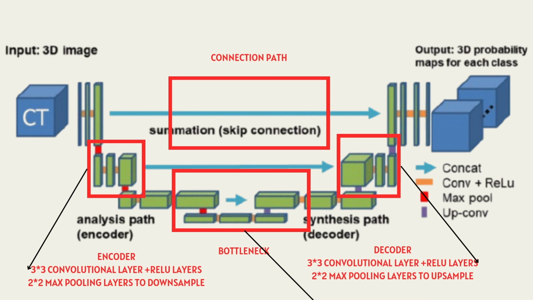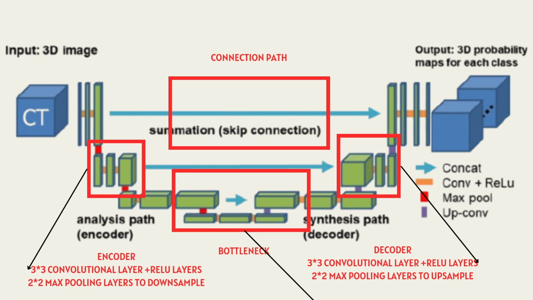Suppose from the decoder we got that this is a bike. Then from the encoder, we would get the bike's pixels. So it would be the precise segmentation.